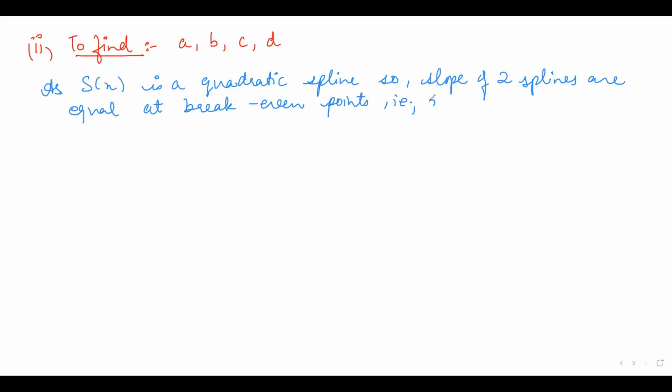x1, x2, x3, that is 6. So we have these 3 points. So we'll be getting 3 equations and we could find out the value as well. So now quickly I'll write here. So that is S1 dash at 2 would be equal to S2 dash at 2.